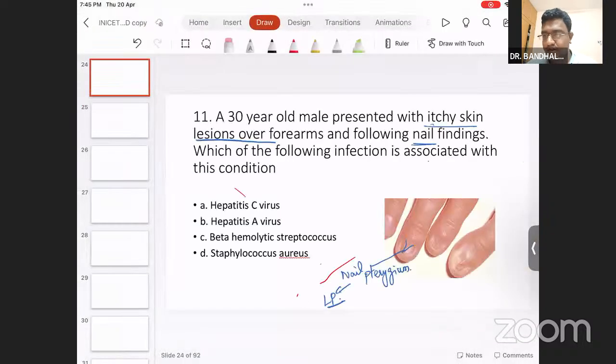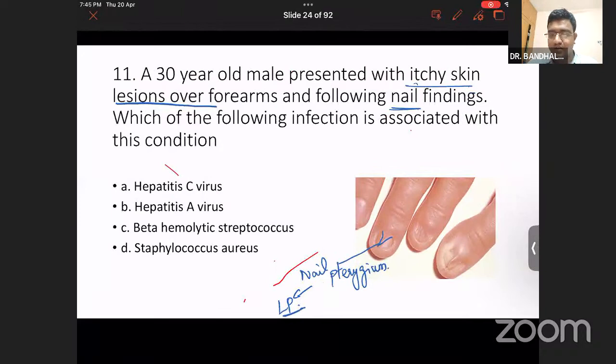One second. I'll put the slide again. There is a problem in the slide.